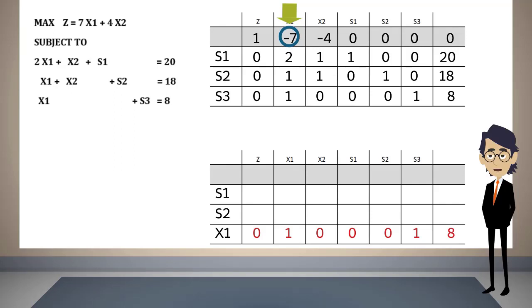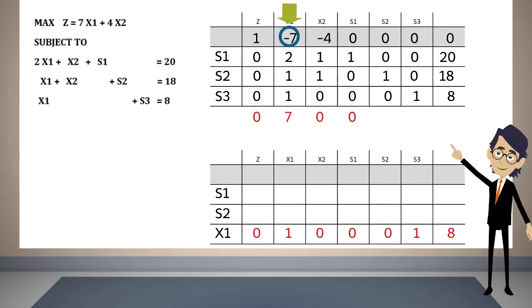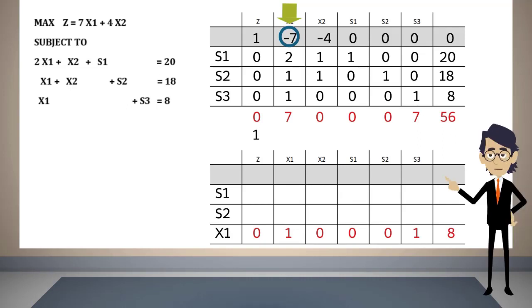To convert it to 0, we multiply the pivot row by the negative of the number, and then add it to the original row. That is, we multiply the pivot row by 7. And now, we add it to the row where the -7 appears, and place the answer in the objective function row of the second table.